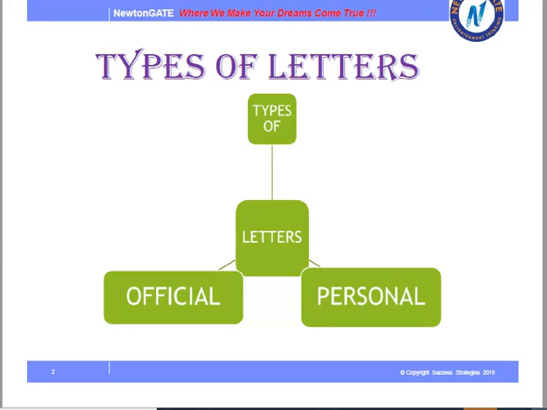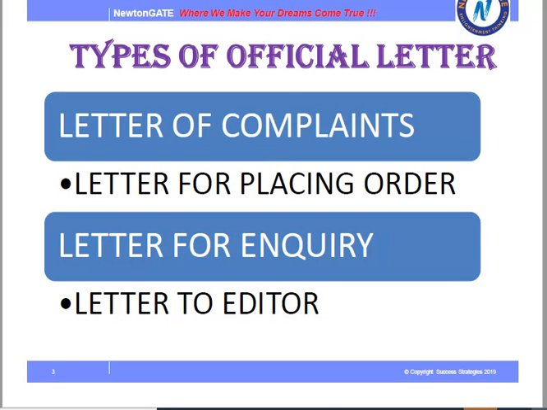So mainly the types of letter are of two types, official and personal. Types of official letter according to the CBSE format: letter for complaint, letter for placing order, letter for enquiry, letter to editor. We will broadly discuss letter of complaint and letter for enquiry.